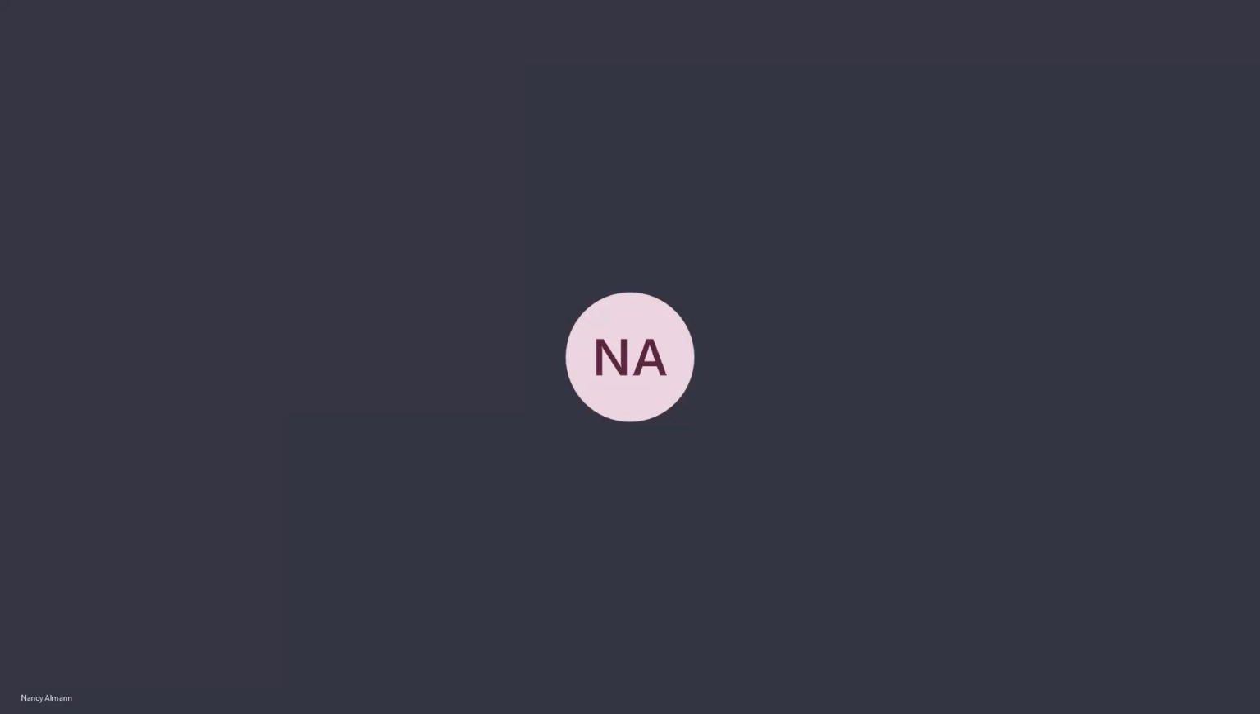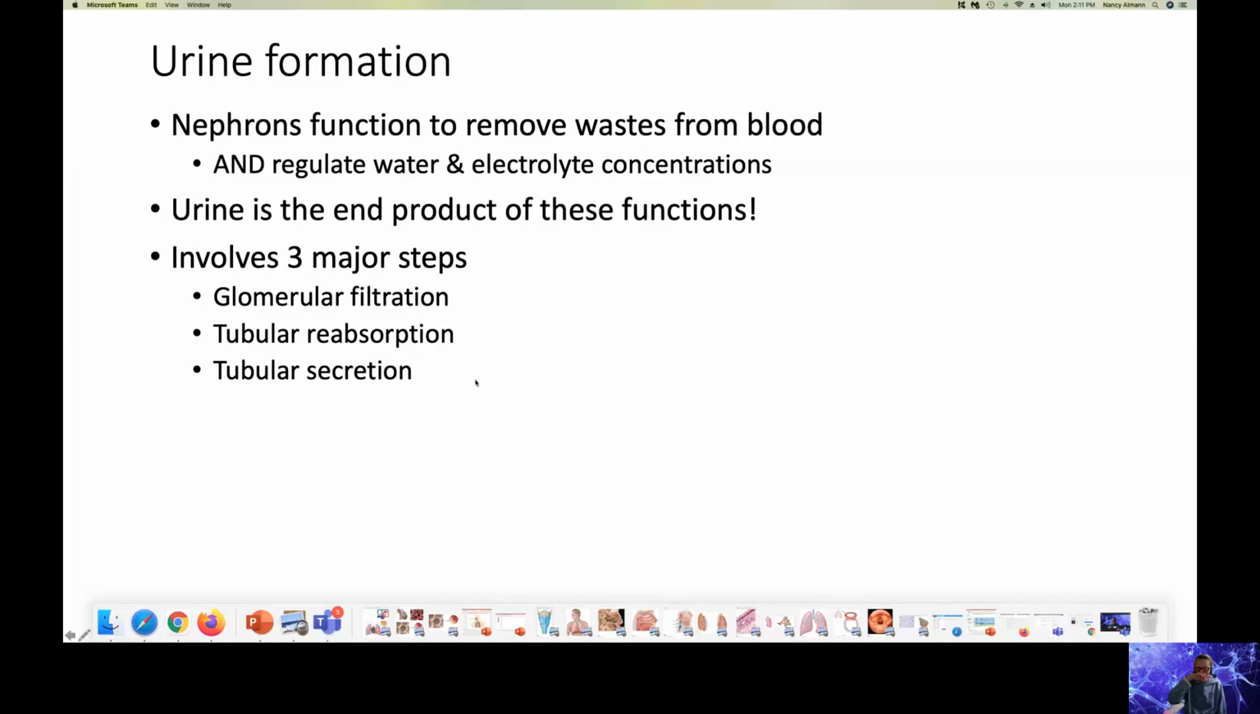What fun. We get to spend some time talking about how we form urine. Yes, this section is all about how we form pee. We know that the overall function of the urinary system is to remove metabolic wastes from the circulatory system and then make sure they get out of the body.